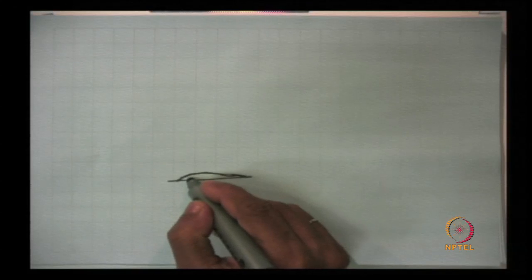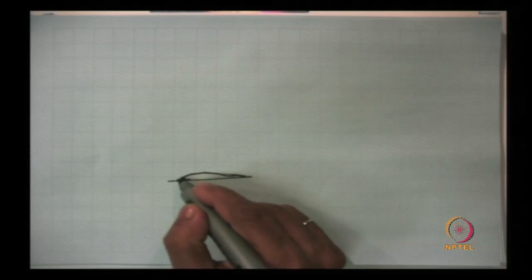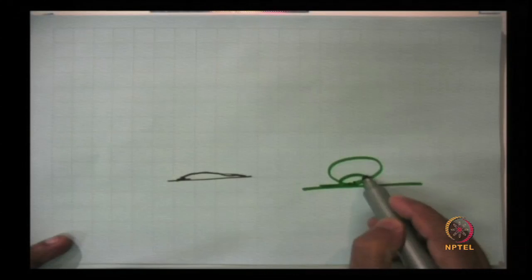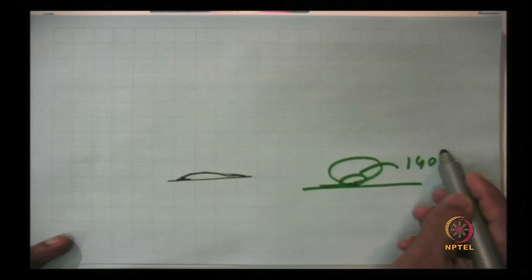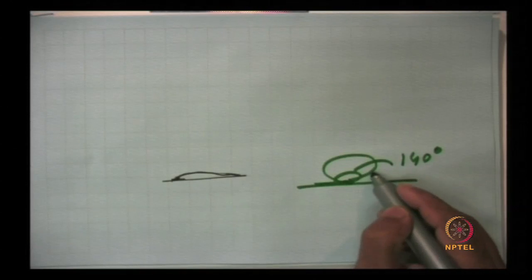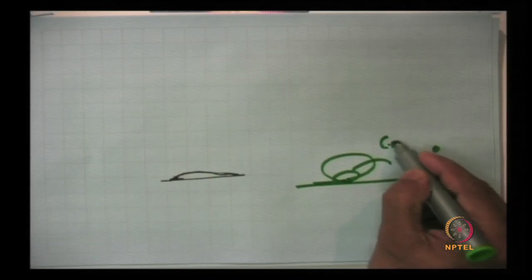So, the contact angle, this angle is 0, but if you look at mercury on the other hand, it will form some sort of bubble. This angle is 140 degrees with glass. Therefore, mercury is a non-wetting liquid. So, this we call the contact angle.